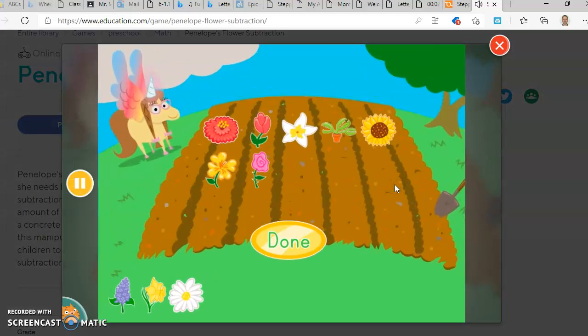Flowers in your garden. Okay. Done button when you're finished.